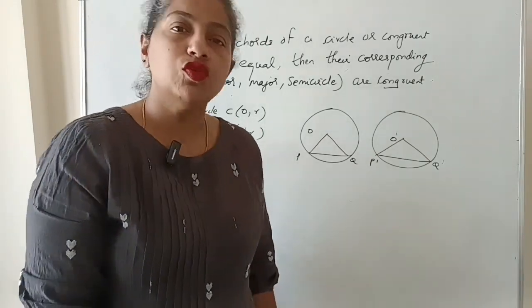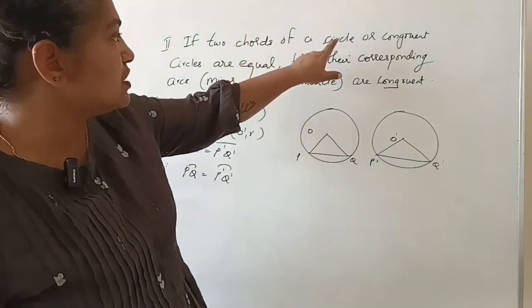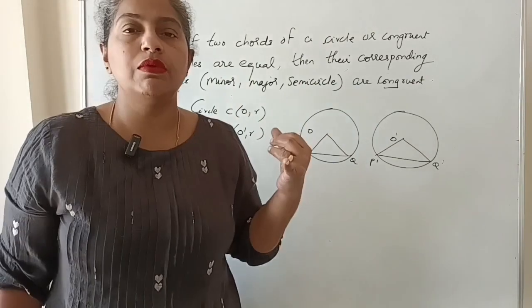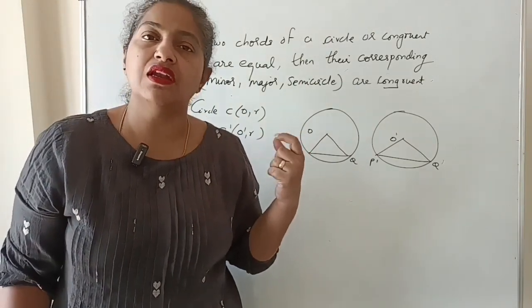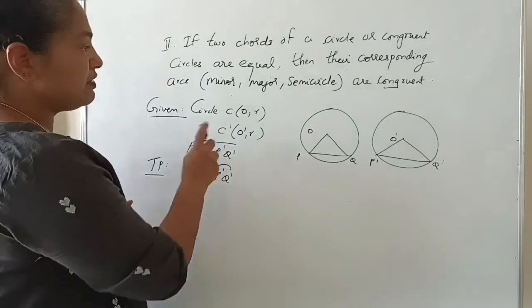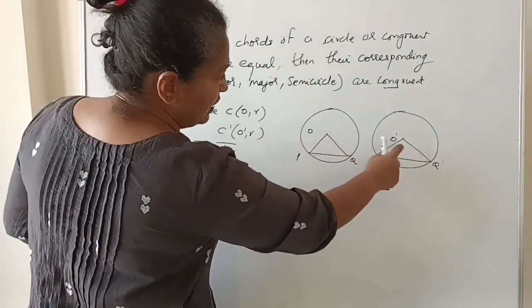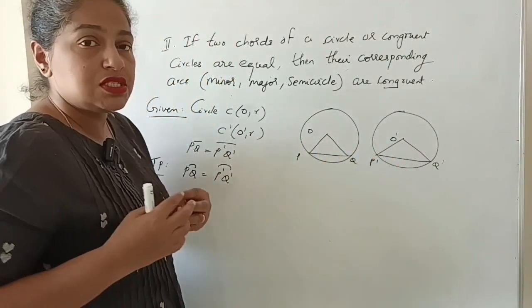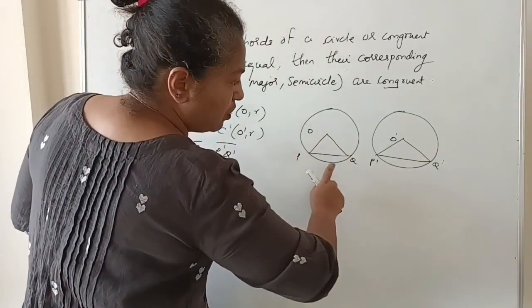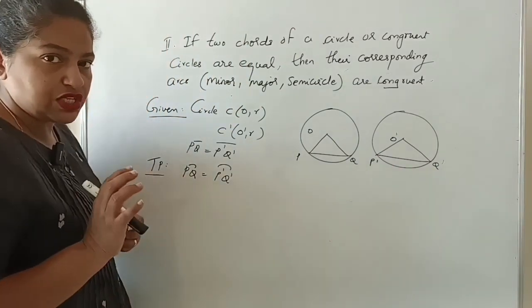So, here we have got two chords which are equal. If two chords of a circle or congruent circles are equal, then their corresponding arcs, whether they be minor, major or the semicircle arcs, are equal, is something that we need to prove. So, what is given to you? We have got two circles with center O and O dash and radius R because they are congruent circles. And we have got two line segments which form the chords PQ and P dash Q dash, which are equal.